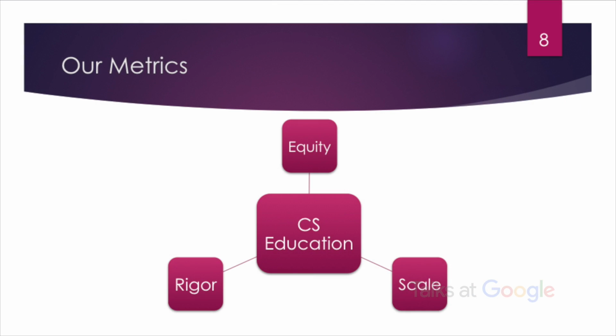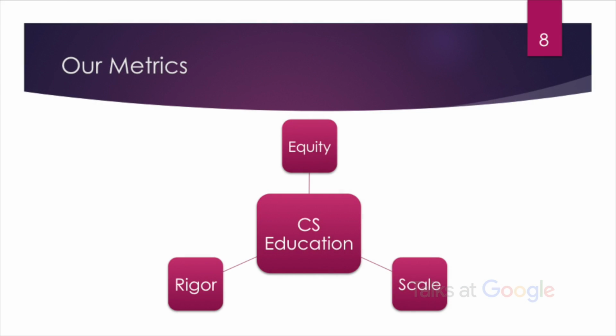We've talked about our constraints. I'm going to posit that there are 3 metrics we should consider. So first is equity, right? Without equity, we could get computer science into every school, and then the only kids who show up for the class are rich white boys. And I think none of us would be thrilled with that. So equity is number 1.